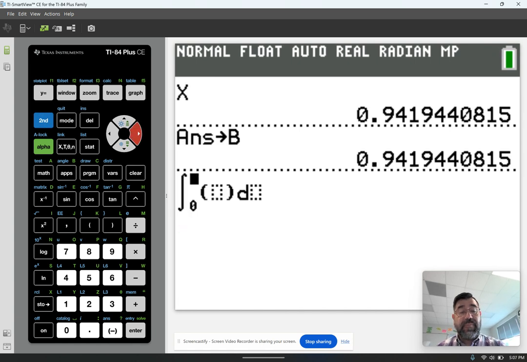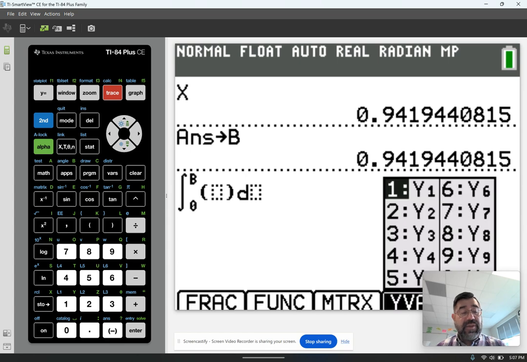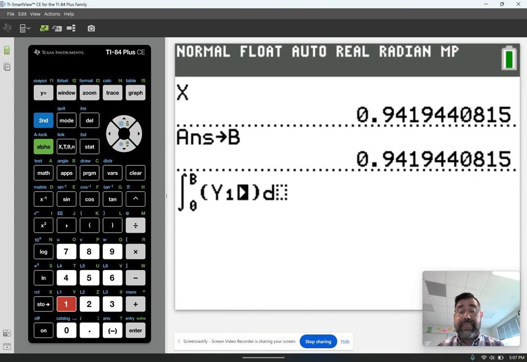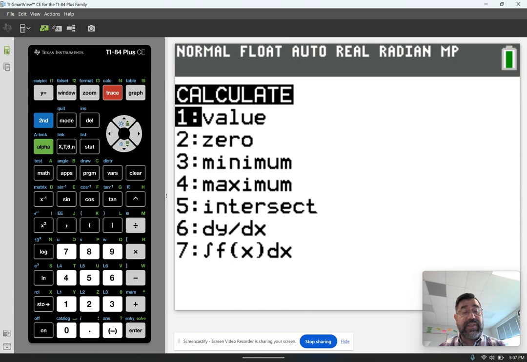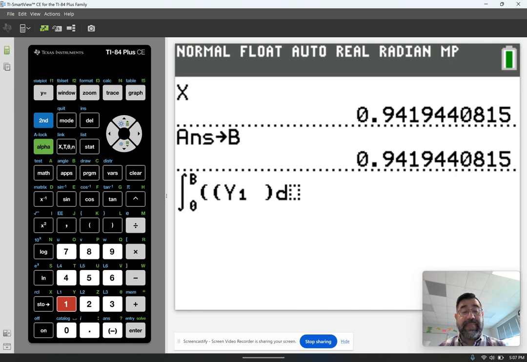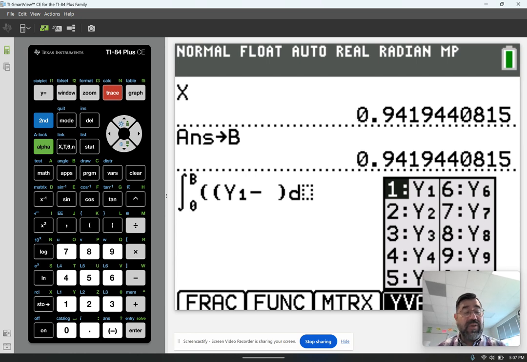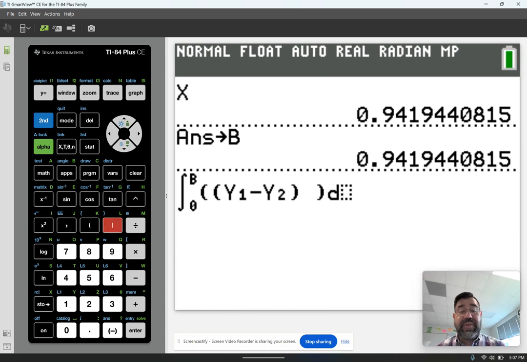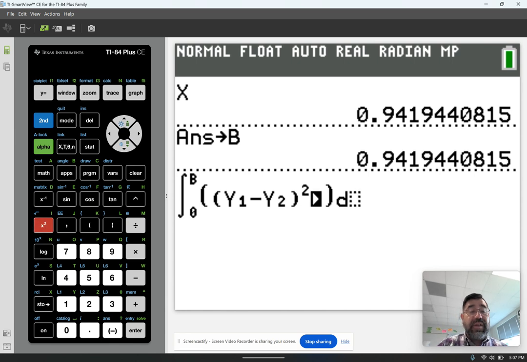alpha trace, do y1 minus, oh, I need to put parentheses, don't I? Parentheses, and now let me do second trace, y1 minus alpha trace, not second trace, y2, close parentheses, squared, and then dx.